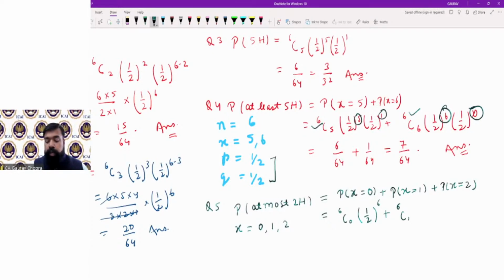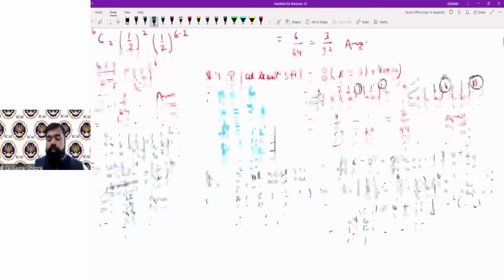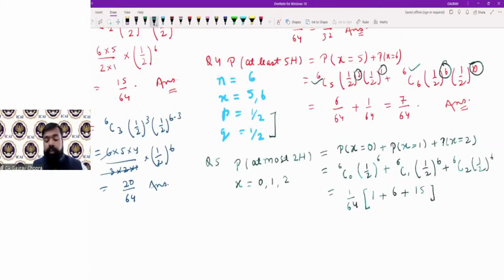Then you can write 6C1 (1/2)^6 and 6C2 (1/2)^6. Now (1/2)^6, you can take common. What is left? 6C0 is 1, 6C1 is 6, 6C2 is how much? 15. So what will be the total? 1 plus 6 plus 15 is 22 upon 64. 22 upon 64. This becomes the final answer. Okay.